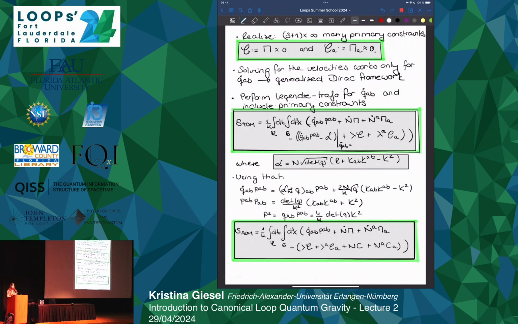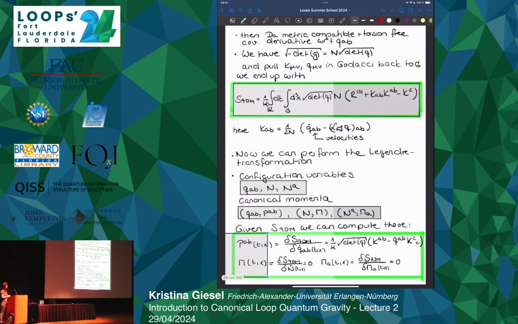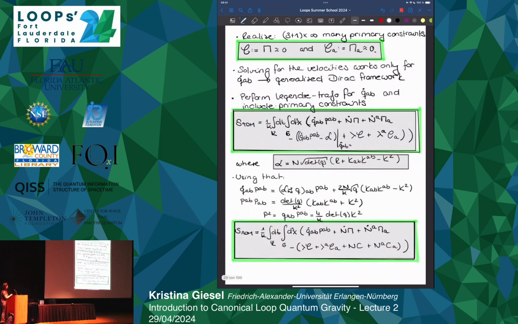But this is a constraint for each space-time point, so we have 3 + 1 times infinitely many in the field theory case. Now we know we have primary constraints, so we have to apply what I was just introducing in the first lecture, the Dirac formalism for constraint systems. And we do this here by performing the Legendre transformation for those variables where it's possible, which is the ADM metric, and then keep the remaining velocities of lapse and shift as Lagrange multipliers.